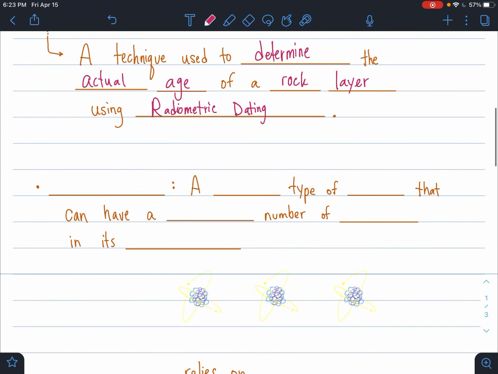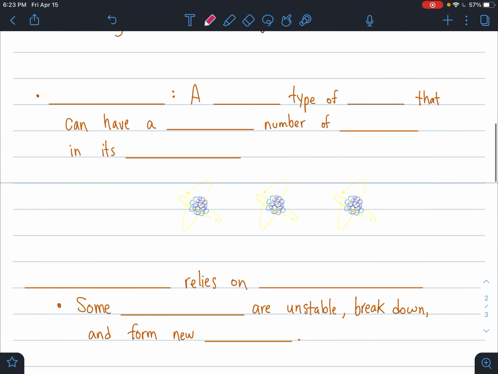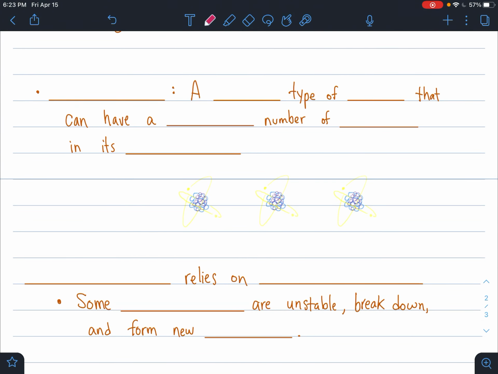So let's see what we need to understand so we can get a better idea of what radiometric dating is, so that we can have a grasp of how it's used to get the age of a rock layer. To begin with, we have to start by defining an isotope. And an isotope is just a single type of an atom.